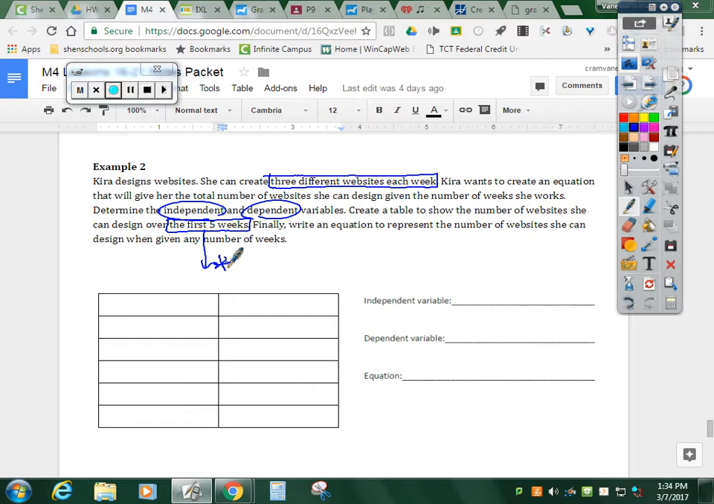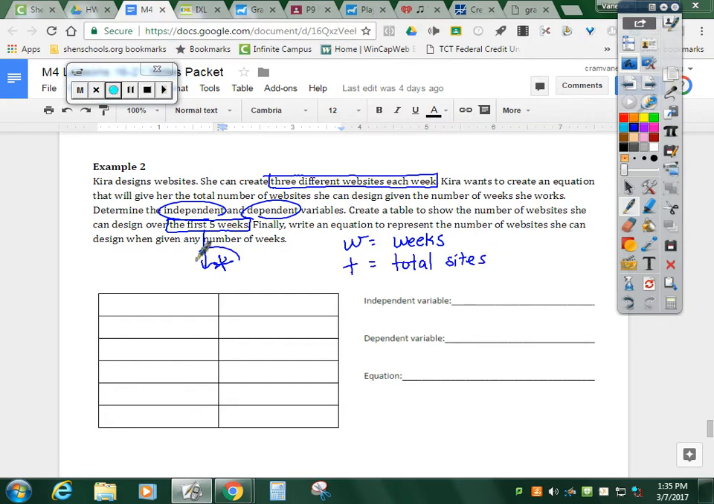Well, first, websites, weeks, I can't give both of them the variable w. So I'm going to give w to the weeks. I'm going to let w represent the weeks. I'm going to let t represent the total number of sites she can make, okay?